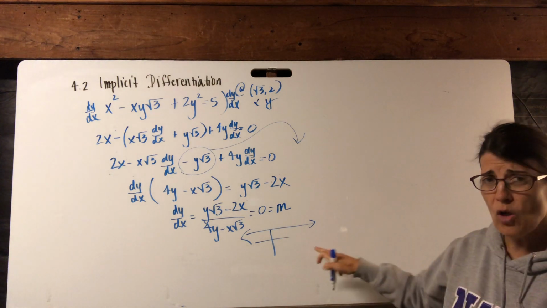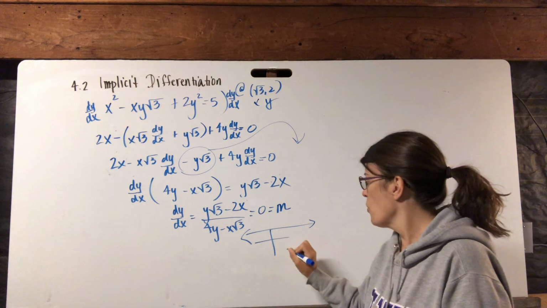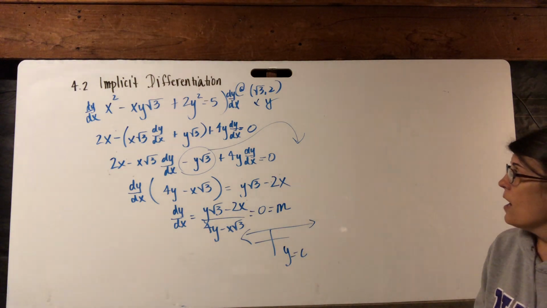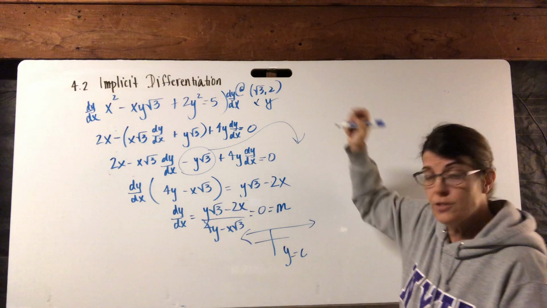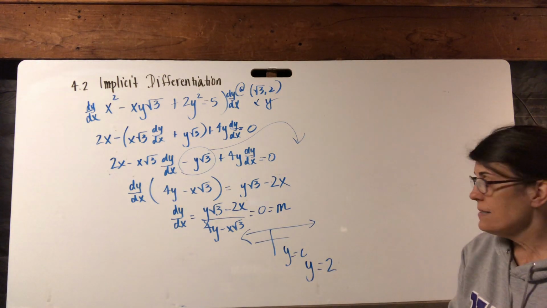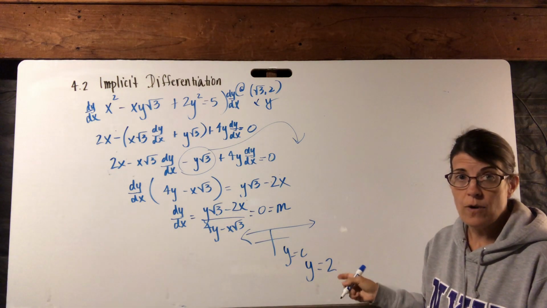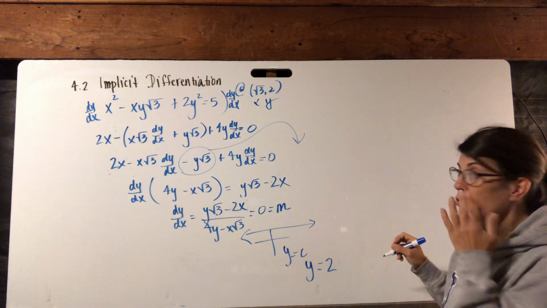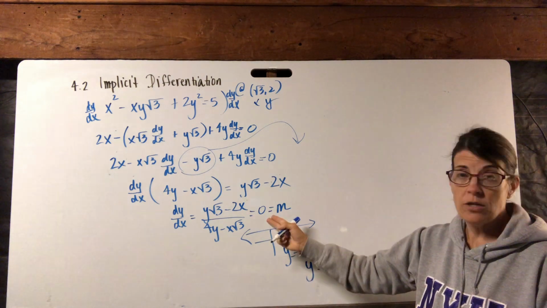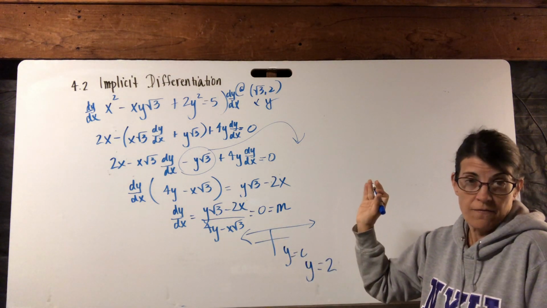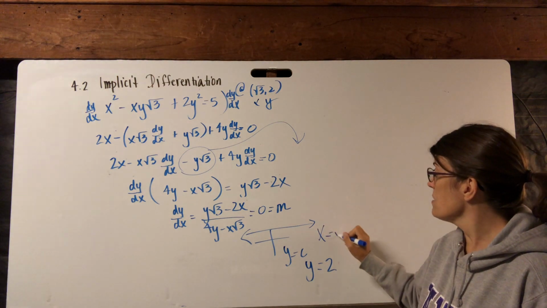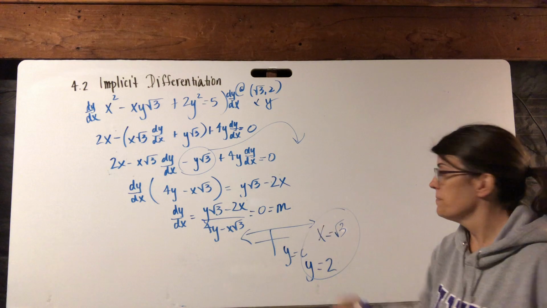Excuse me. All horizontal lines have the equation y equals some constant. All right, well, the y that was given to us is 2. That's the slope of the tangent, y equals 2. And then the normal line, normal is perpendicular, so perpendicular to 0 is undefined, an infinite slope, that's a vertical line. So the normal is going to be x equals root 3.